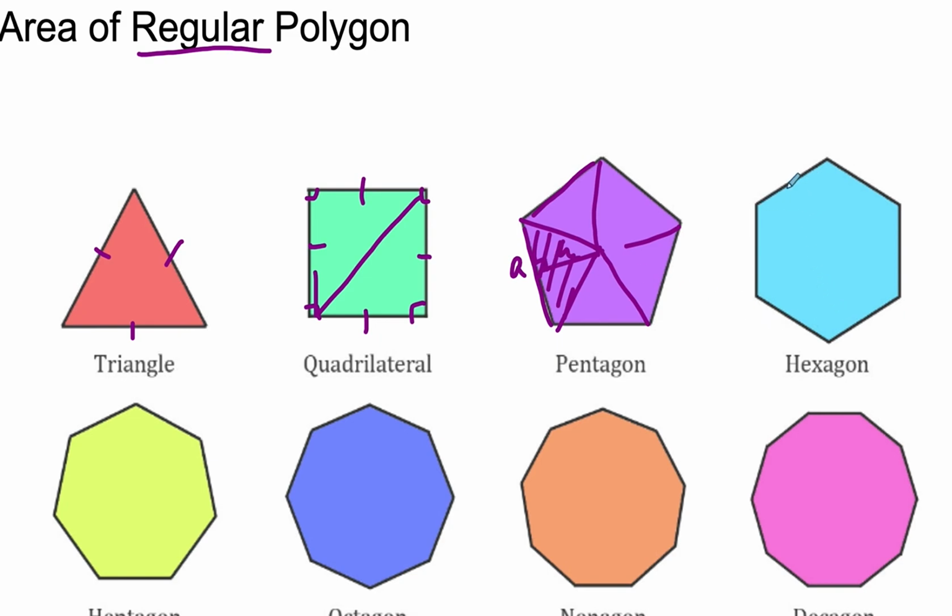Same for hexagon. If you know the length here, you can make triangles, 6 of them, 6 triangles for the hexagon. You just need to know what the height is for each triangle. So 1/2 times A times H, and you multiply them by 6. For every regular polygon, you can do that, right?